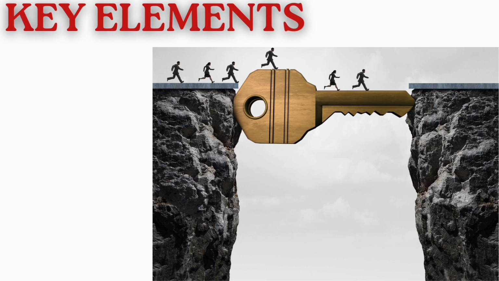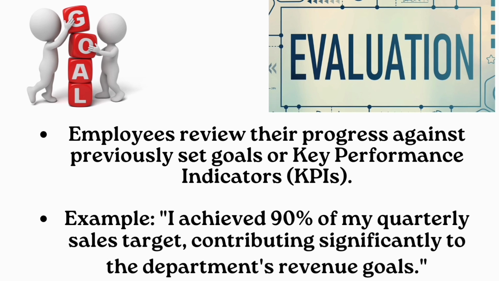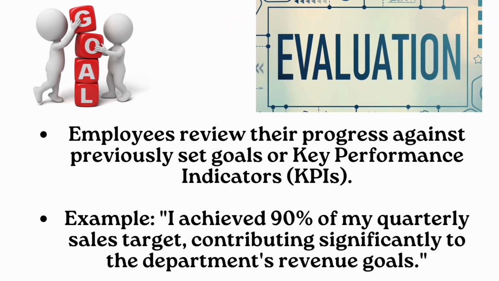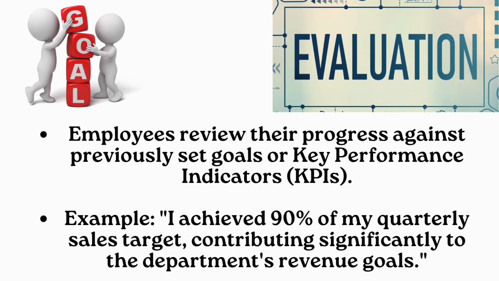First is the goal evaluation. Employees review their progress against previously set goals or key performance indicators. I know this goal is set for me. The organization has set this goal, and my manager, my supervisor, has told me I have to achieve this. Now what I have to do is review the progress against previously set goals or whatever key performance indicators are there. So, let's discuss these examples.